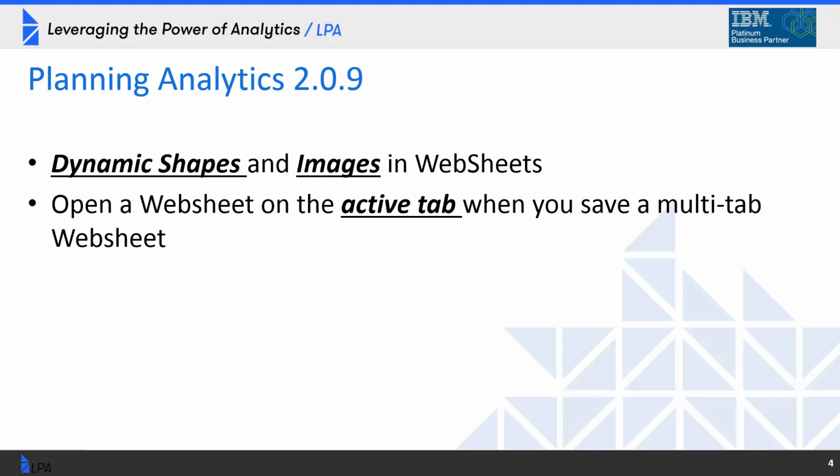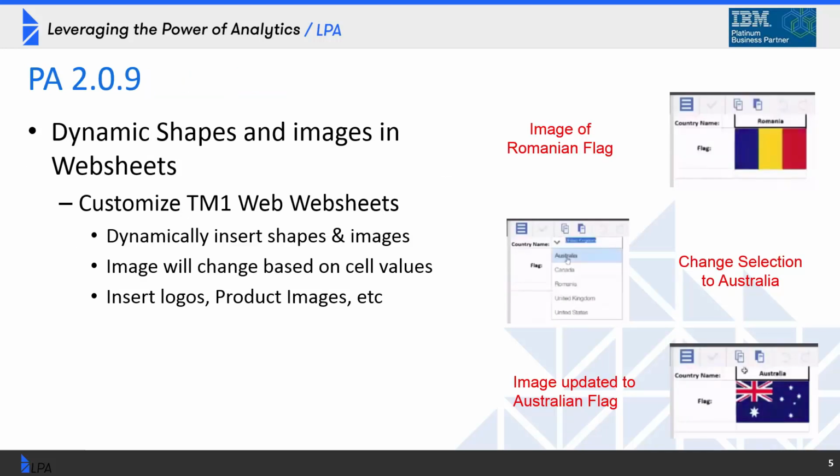Let's start with Planning Analytics 209. The biggest change with that is the ability to do dynamic shapes in images and web sheets. And we'll go over this in a little bit more detail. The other big change is you can open a web sheet on the active tab when you save a multi-tab web sheet. So first off is the dynamic shapes and images.